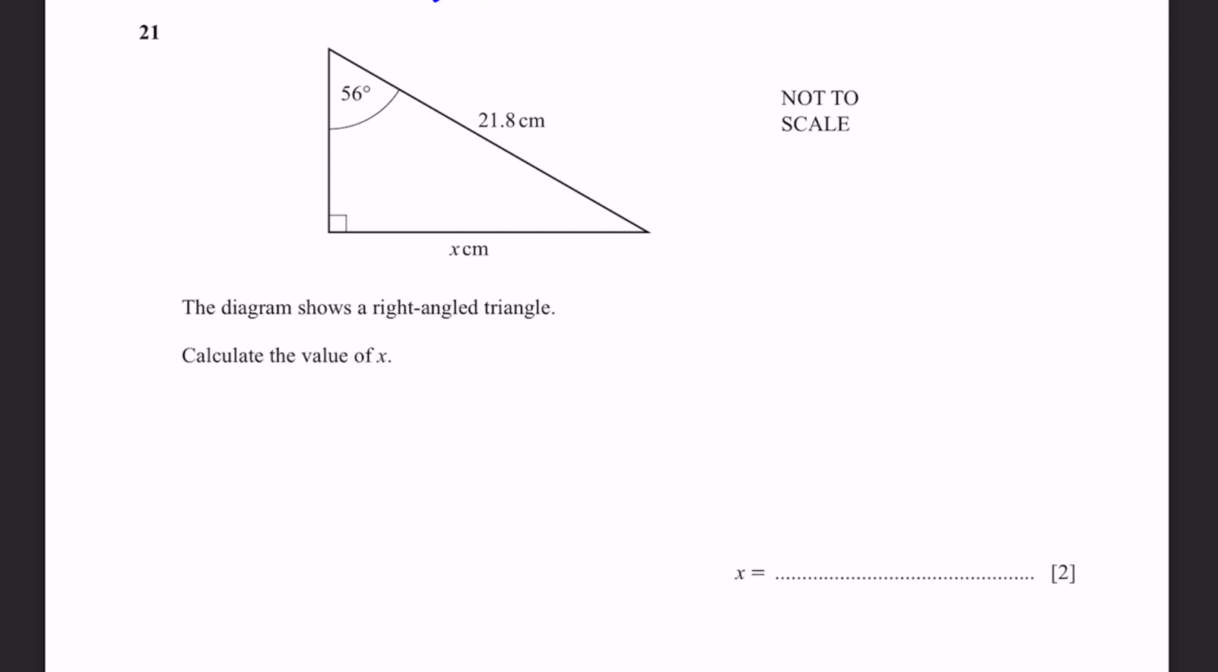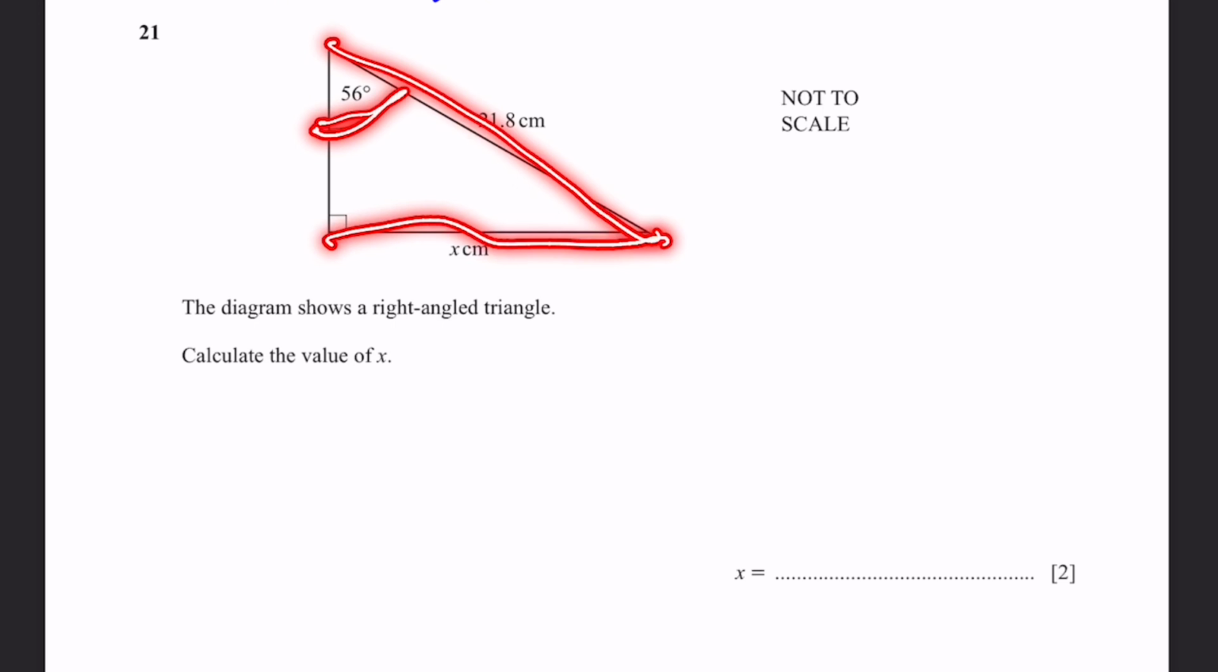Question 21. The diagram shows a right angle triangle. Calculate the value of x. So we can see this is a right angle triangle. We have one side, one angle. We need to find the other side, which means we need to use trigonometry. We have the hypotenuse side and we have an angle. This side is the opposite, which is the one we need to find. Which trigonometric formula involves opposite and hypotenuse?